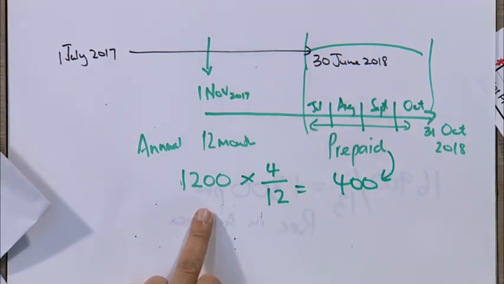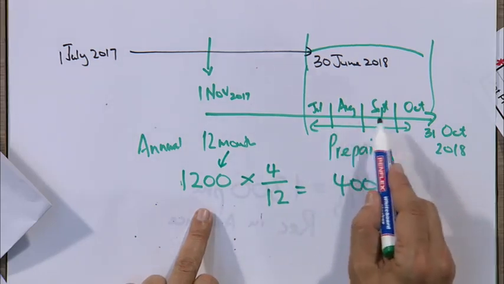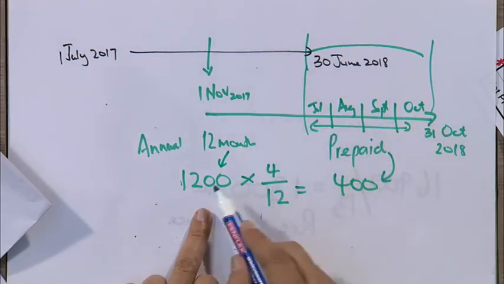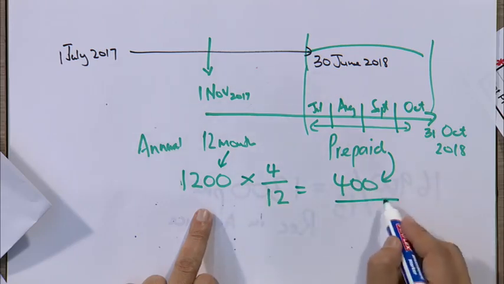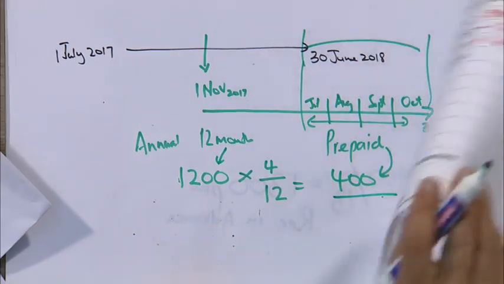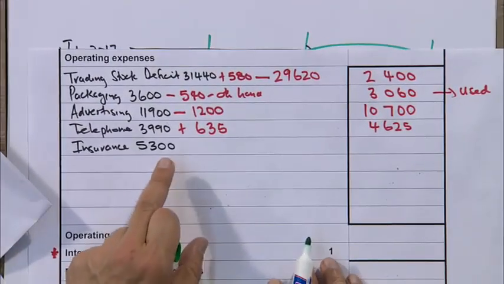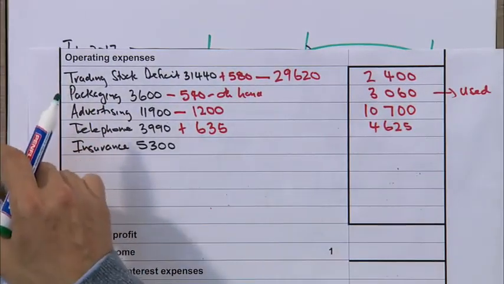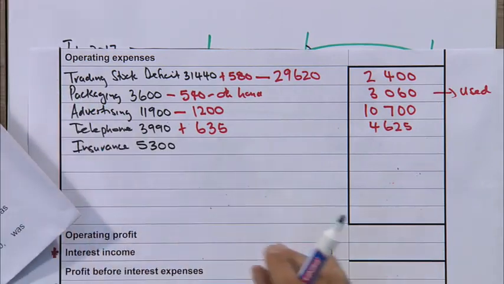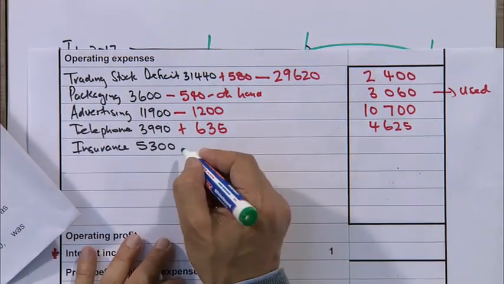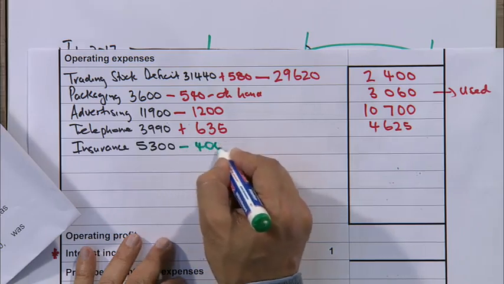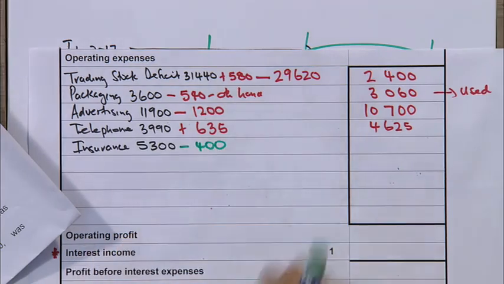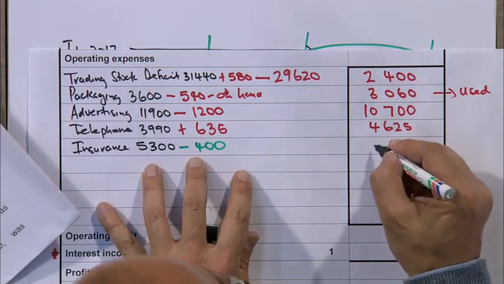Okay, let's just pause there a bit, and you can take that in quickly. 12 months, 1,200, July, August, September, October. The 4 months is prepaid. So now I have to minus the 4 months that's prepaid from the total in the income statement. So let's just have a look quickly. It says for insurance, I have to minus 400. Right, and then the total answer will become 4,900.